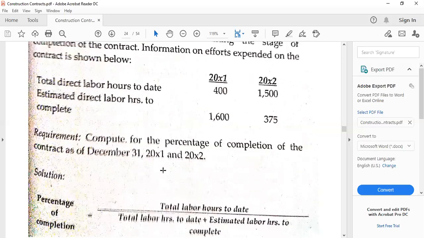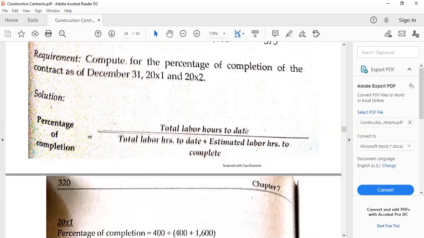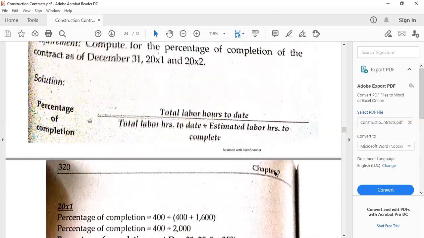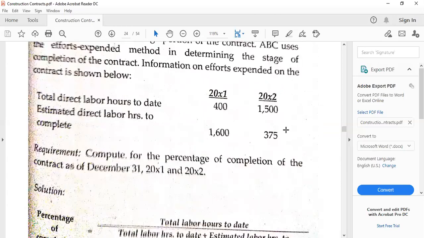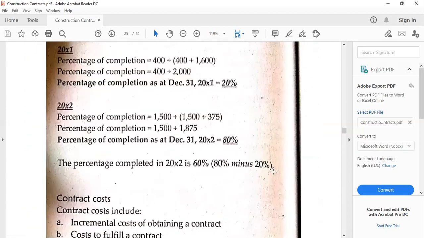Requirement: compute the percentages of completion for 20x1 and 20x2. Similarly with the previous problem, that would just be 400 divided by the sum of the two, that is 2000, and that is 20%. For 20x2, this is to date. If this is not to date, we should have added the 2, but this is to date, so 1,500 divided by the sum of the 2, which is 1,875 to get 80%.